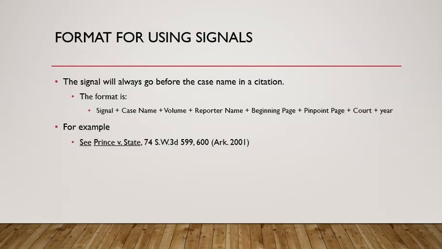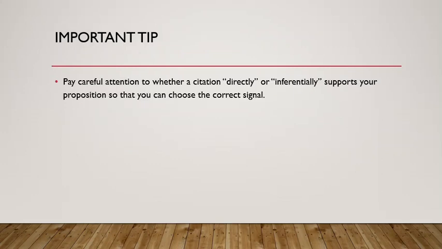Let's talk about format for using signals. The signal will always go before the case name and a citation. The format is signal plus case name plus volume plus reporter name plus beginning page plus pinpoint page or pin site plus court plus year. For example, See Prince v. State, 74 Southwest Reporter, 3rd edition, 599, first page, 600 pin page, Arkansas Supreme Court, 2001.